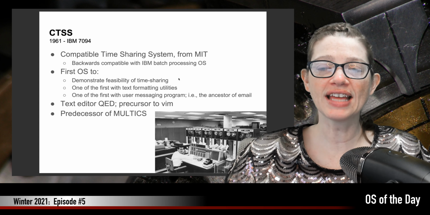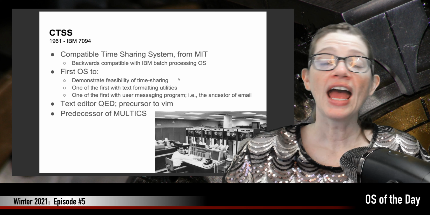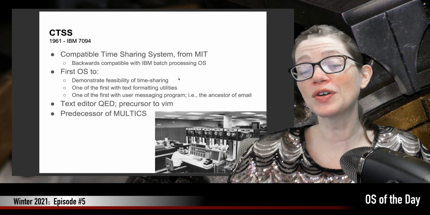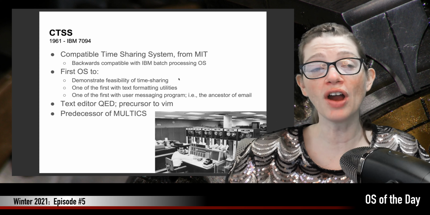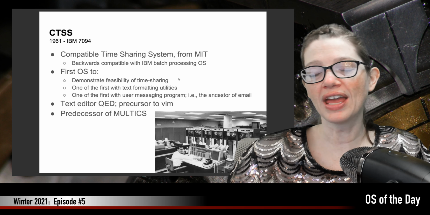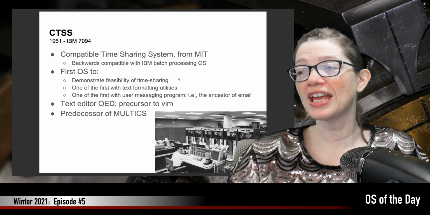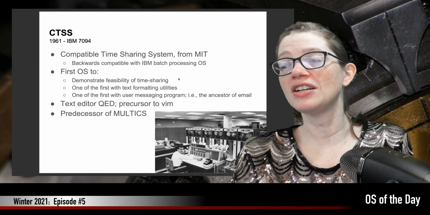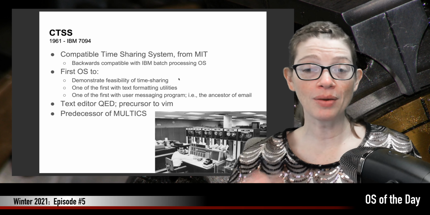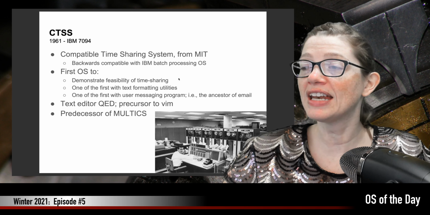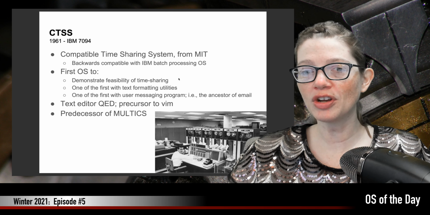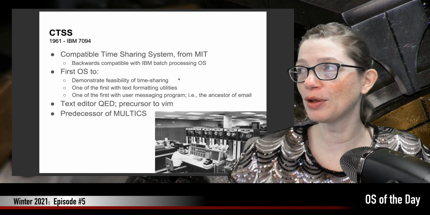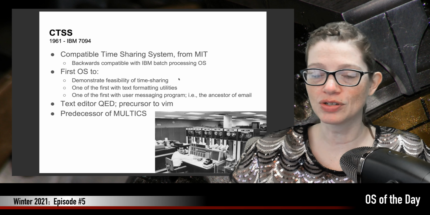Some other interesting things that they had were text formatting utilities, and one of the first user messaging programs. The ancestor of email was actually one of the applications offered by CTSS. So you could send a message to another user, and if they were on the computer at the same time, they could read it right away. So it's kind of like an instant message. And they also had one where you could leave messages behind for people who weren't on the computer at that time, so kind of like an email. They also had something called QED, which is the predecessor of Vim, for anyone who's a big fan of Vim. So this is a pretty important OS overall.